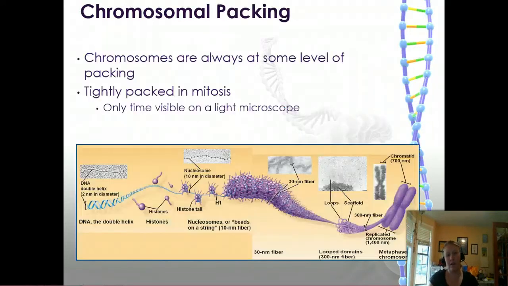So now let's talk about how chromosomes are packed. And they are, as I said, always at some level of packing. They're tightly packed only in mitosis. That's when you can see the picture of them in the light microscope or anything else. So make sure you're aware that they're always in some other looser state in the meantime. And we're going to walk through each of these different phases here on the next couple slides.